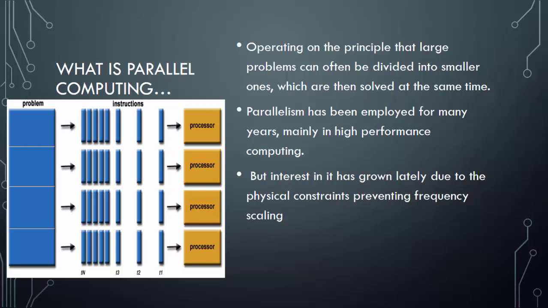So here is the idea of parallel computing shown in the figure. It operates on the principle that a larger problem can often be divided into smaller ones, which can be solved at the same time. Here we can see in the figure that there is a problem on the left-hand side, divided into instructions and given to specific processors, as we can see in the picture. Parallelism has been employed for many years, mainly in high performance computing, but interest in it has grown lately due to the physical constraints preventing frequency scaling.